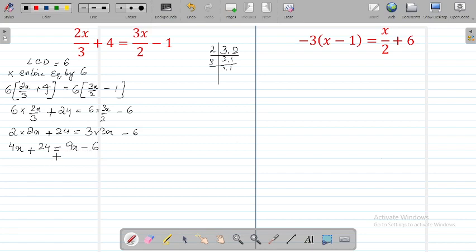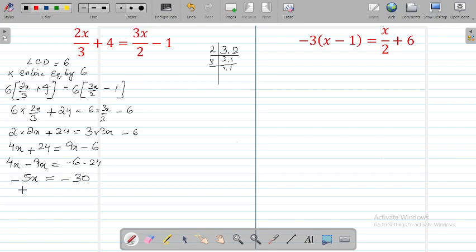Now what we do is take the variables, x, on the left hand side and the constants on the right hand side, to simplify our algebraic equation. So it will be step by step. 4x minus 9x, because on the right hand side it is plus, when it goes to the other side it becomes minus, is equal to minus 6, and plus 24 when it goes to the other side becomes minus 24. So 4x minus 9x will give you minus 5x is equal to minus 6 minus 24, which gives you minus 30.